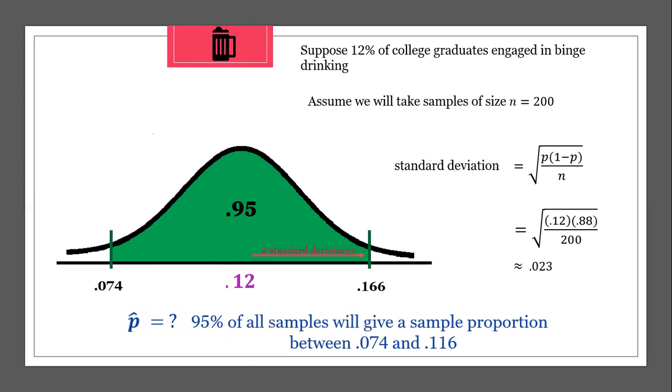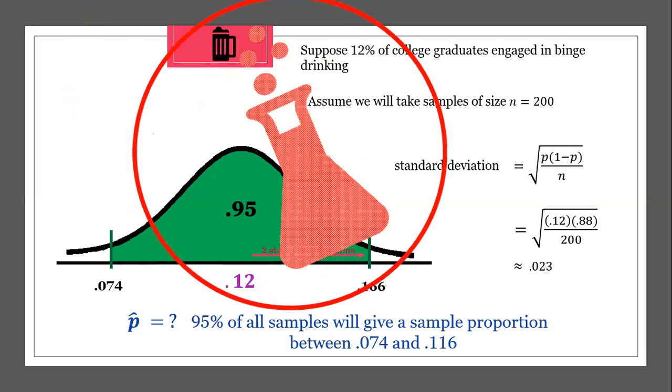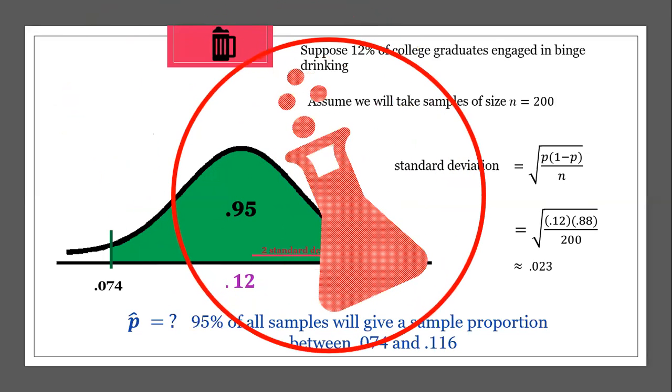But the thing to think about here is that this is kind of happening in reverse of the way it's going to work in the real world. This is happening as kind of a lab setup. Because in reality, we don't know that 12% of college graduates engaged in binge drinking. If we did, why are we doing the study? So all we're going to have at hand is the p hat, but it helps to know what could be happening in the background, right? That is, if we thought it was 12%, this is what the chances of getting certain samples would look like.